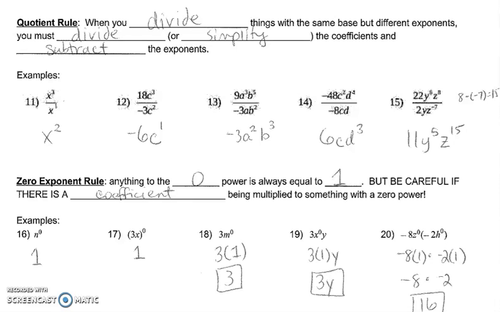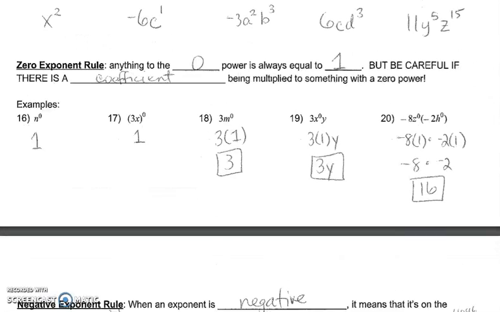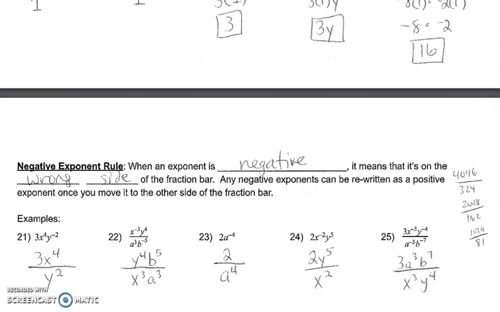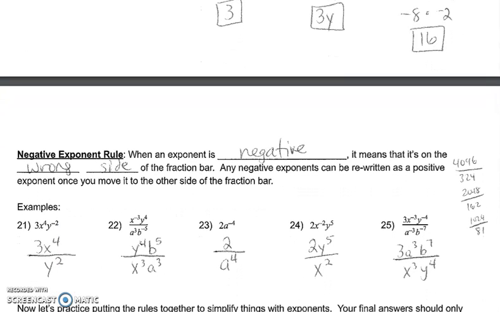Okay? But anything to the 0 power is 1. Parentheses mean everything turns to 1. No parentheses means just that variable turns to a 1. So be careful with that distinction. Negative exponent rule. When the exponent is negative, it means that it's on the wrong side of the fraction bar. Any negative exponent can be written as a positive exponent once you move it to the other side. So if it's negative on the top of the fraction, it goes to the bottom. If it's negative on the bottom, it goes to the top. So the gist is this: none of your answers can ever have a negative exponent. If your final answers have a negative exponent, you have not done it correctly.